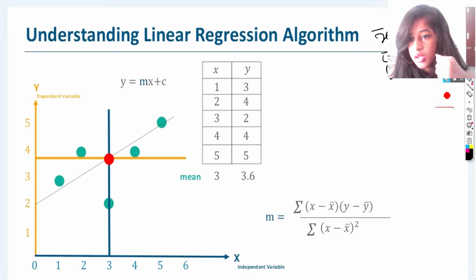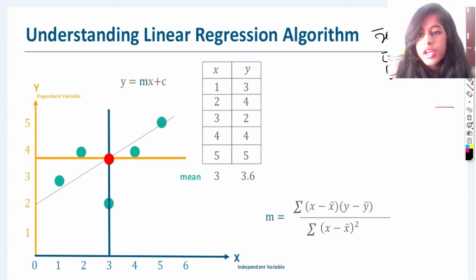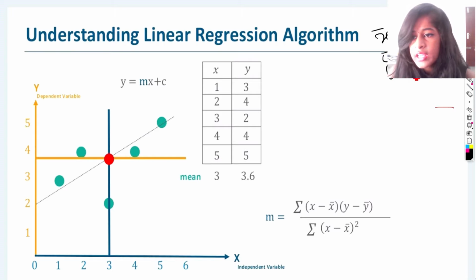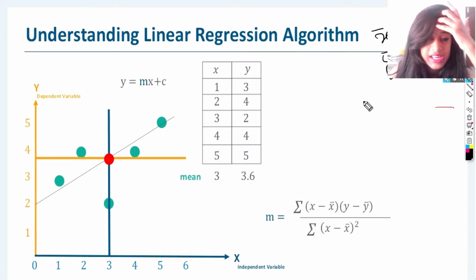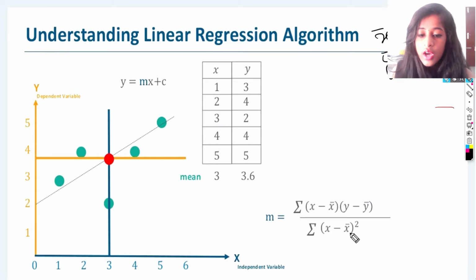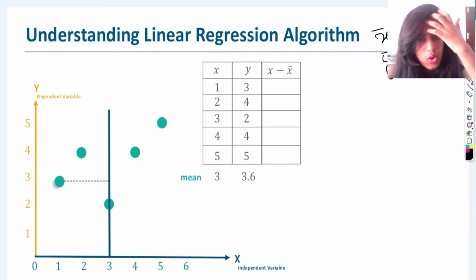So now we know the formula. We don't know the value of m. We don't have any value here other than the mean and everything. So here m is x minus the mean of x multiplied by y minus the mean of y, divided by x minus the mean of x, whole square. So let's move forward.